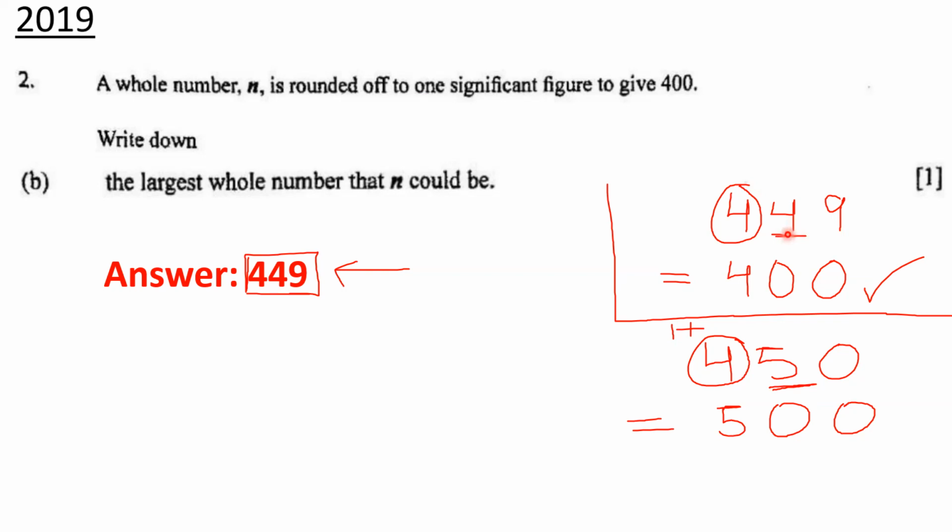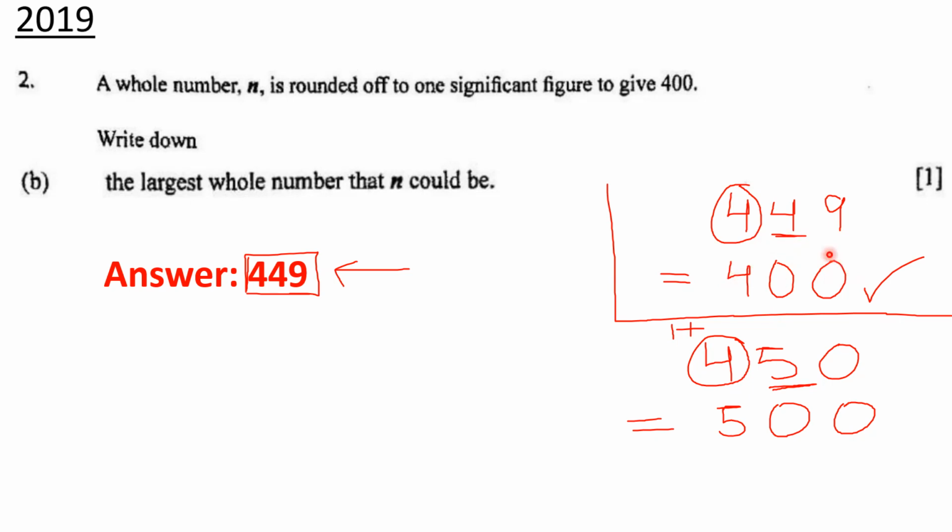Well, 4 is less than 5, so that means that it's going to turn into 0. And we round down, so the 9 turns into 0 as well, and the 4 remains the same. And so we have 400. So 449, when we round it off to one significant figure, is indeed 400.